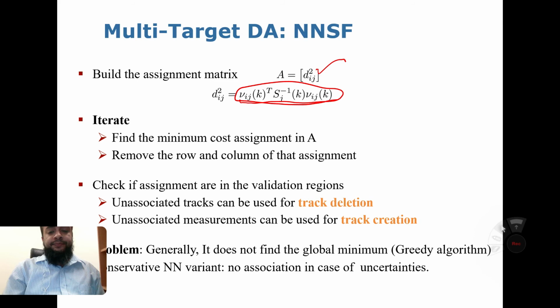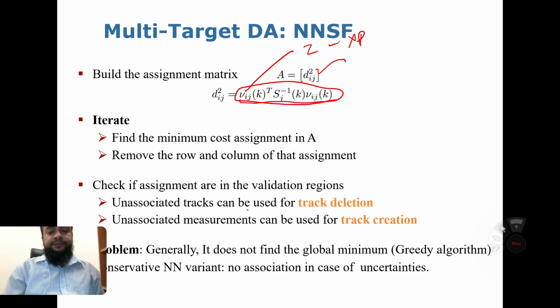We do not know which measurements lie in the validation gate and which are outside it, so we should calculate the distance of all measurements. As you know, this is z minus z predicted. So how to iterate? Find the minimum cost assignment in A, remove the row and column of that assignment, and check if the assignment is in the validation gate.